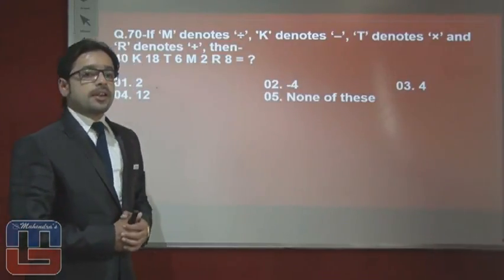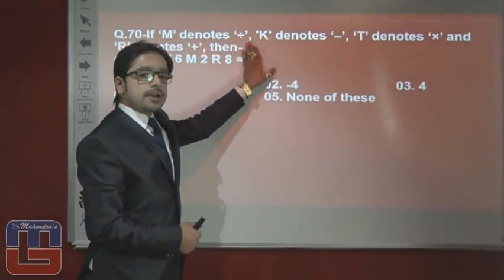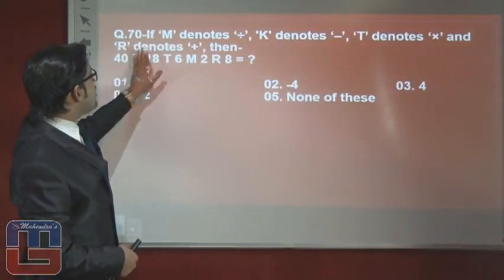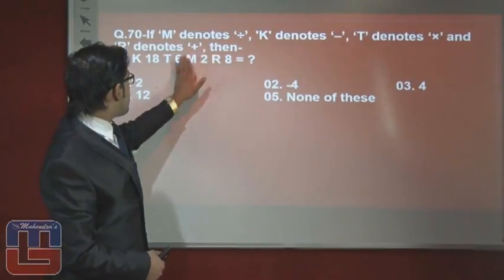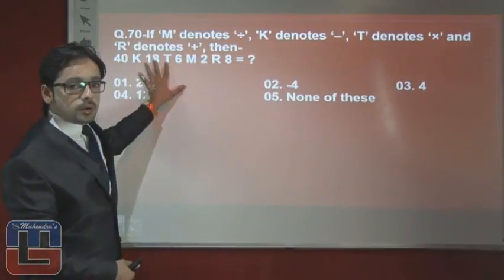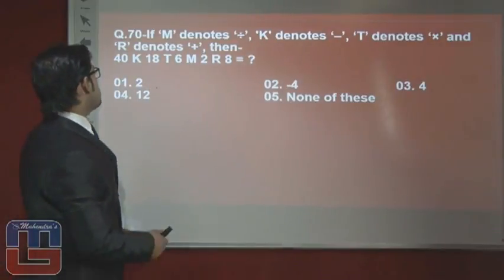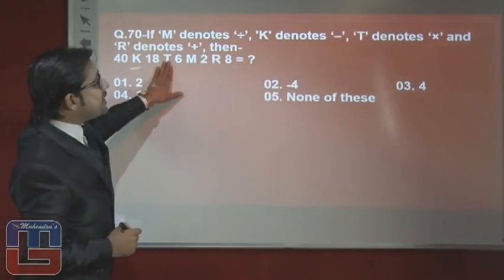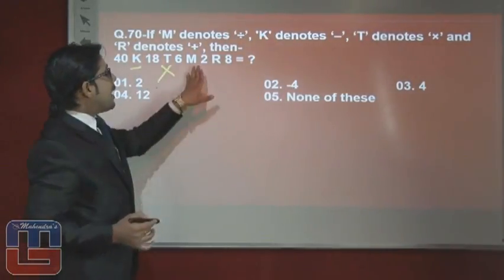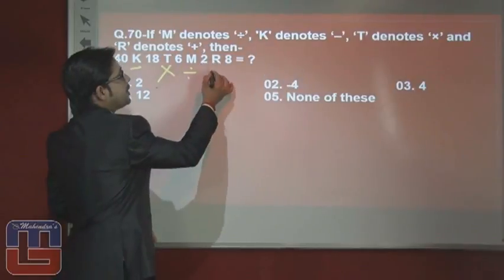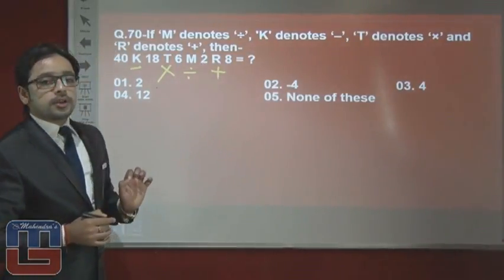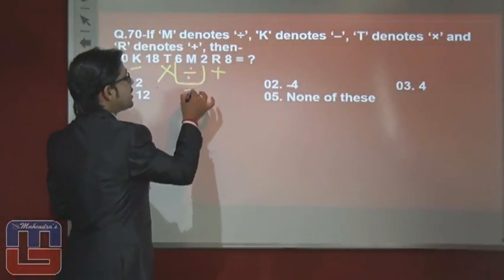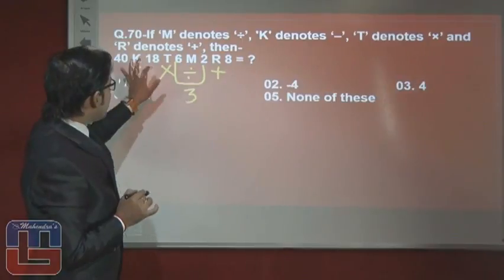In this question, the examiner indicates M denotes division, K denotes minus or subtraction, T denotes multiplication, and R denotes plus or addition. Then find out the exact value of this combination of letters and numbers. You can see 14K. 14K means 14 minus 18T. T means into, M means division, and R means plus. First, according to the BODMAS rule, we have to decide the division part. 6 divided by 2, that will be 3. Now we have to multiply 18 into 3.